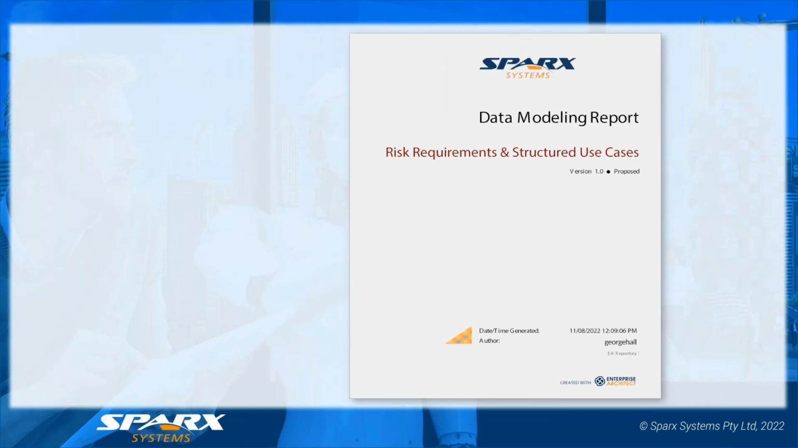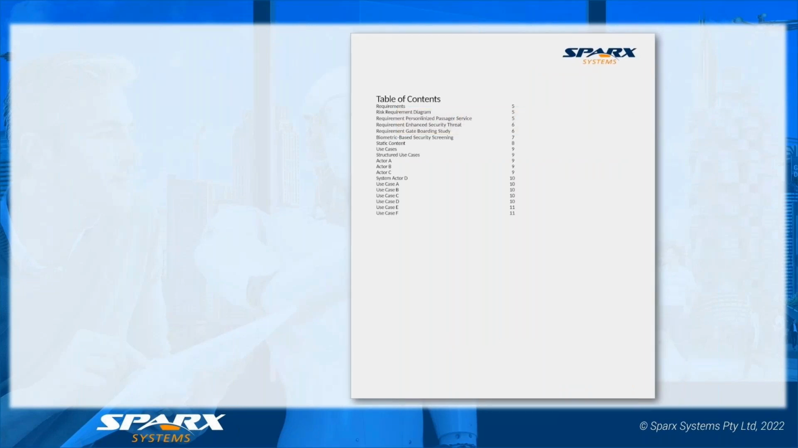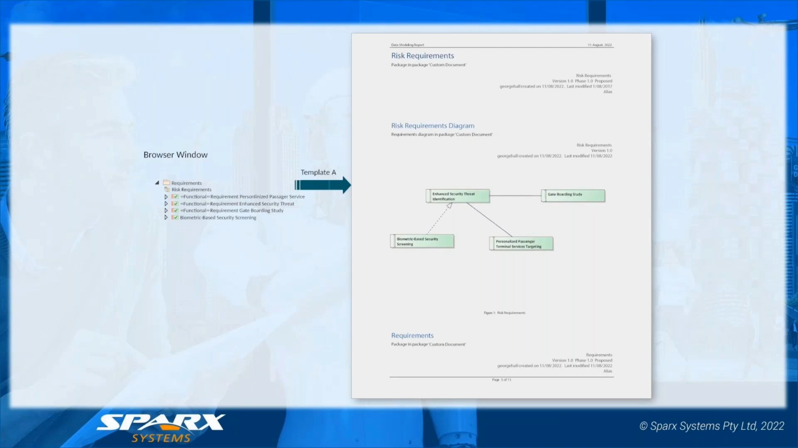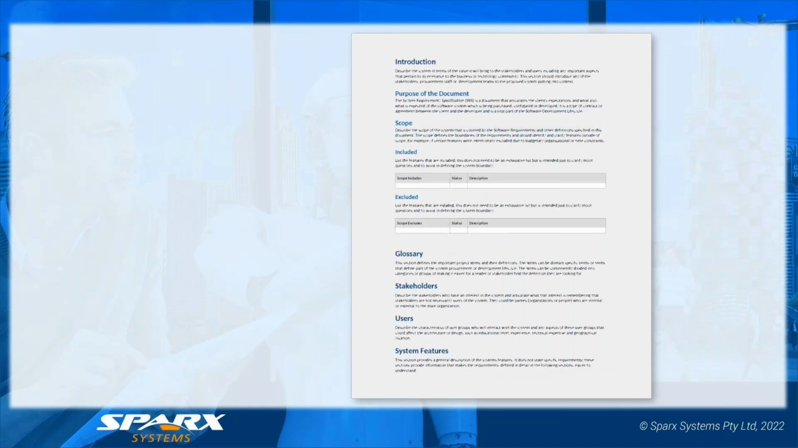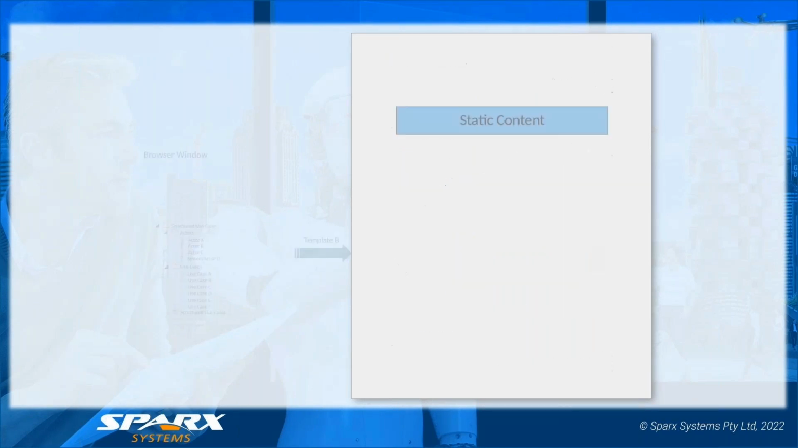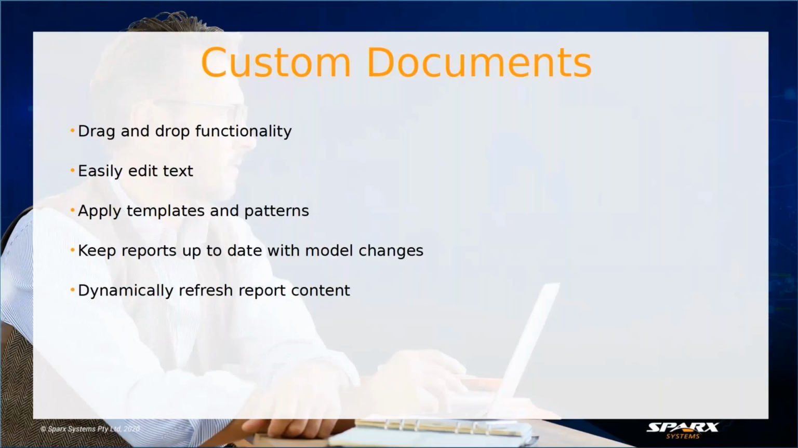And we're going to use the Spark Systems logo, but you can modify your table of contents and automatically update it. You can drag items such as requirements onto your document, and it will automatically create a report. You can drag use cases or software systems. So one of the great things about custom documents is you do have this drag and drop functionality. So you can easily edit text and you can apply templates and patterns with ease.